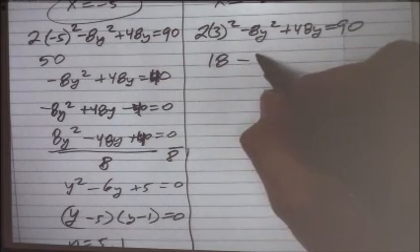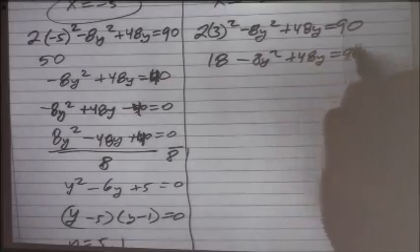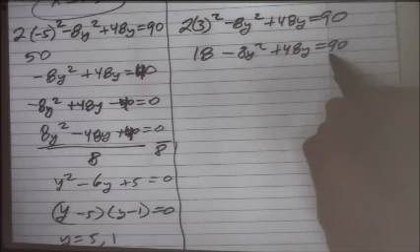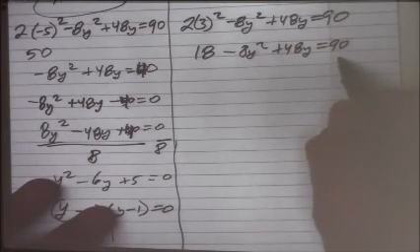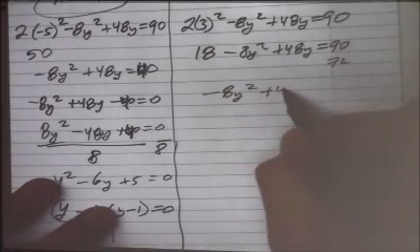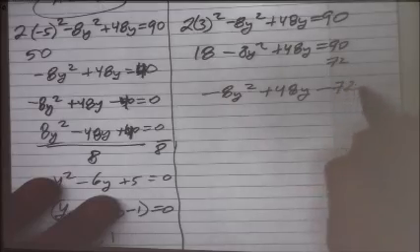Okay, and then minus the 8y squared plus 48y, so we get 90. Now if I subtract the 18, I get a 72, I believe it's over here. Okay, I have that in my notes too. So I'll get 72 there. Negative 8y squared plus 48y. And I'm going to bring the 72 back to this side.